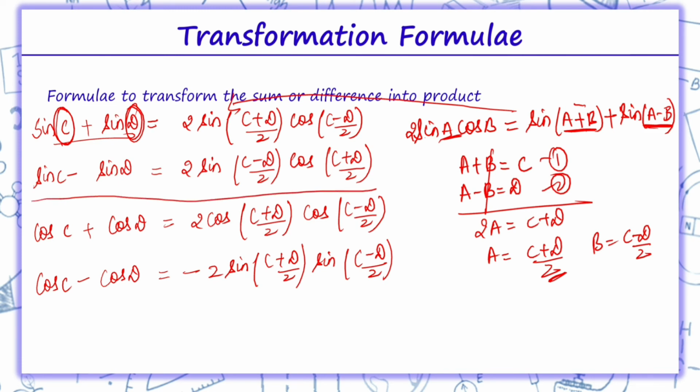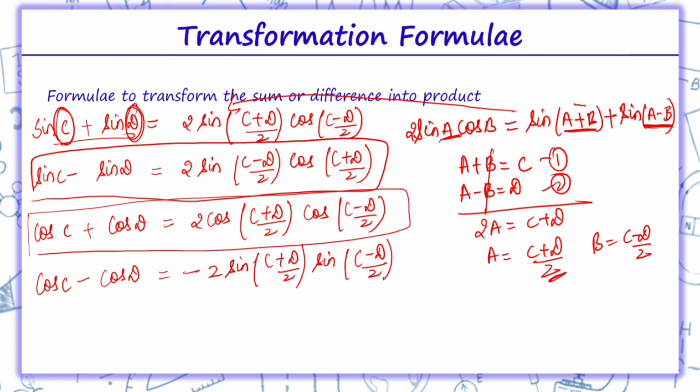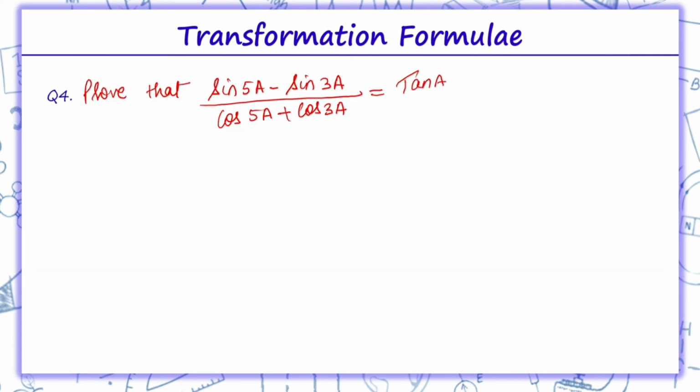Sine C minus sine D will be written as 2 sine C minus D by 2 into cos C plus D by 2. Cos C plus cos D is written as 2 cos C plus D by 2 into cos C minus D by 2. Last, cos C minus cos D is written as minus 2 sine C plus D by 2 into sine C minus D by 2. This can also be written as 2 sine C plus D by 2 sine D minus C by 2. So these all formulas now we'll use to solve our questions.